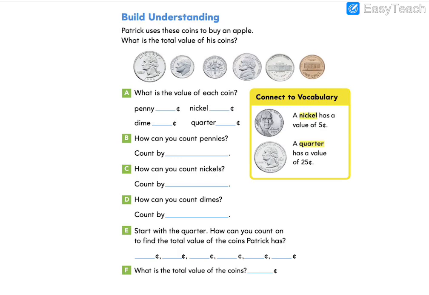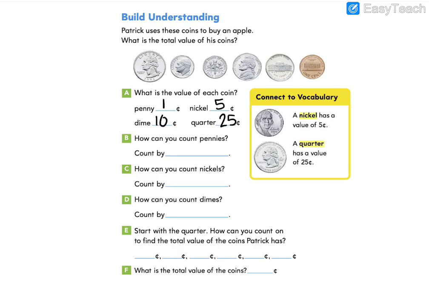So let's go ahead and complete A and write the value for each coin. Let's start with a penny. We remember from our lesson before, a penny is worth 1 cent. A dime is right underneath. We know that a dime is worth 10 cents. If you forgot, you can look to vocabulary. A nickel is worth 5 cents. And a quarter is worth 25 cents.